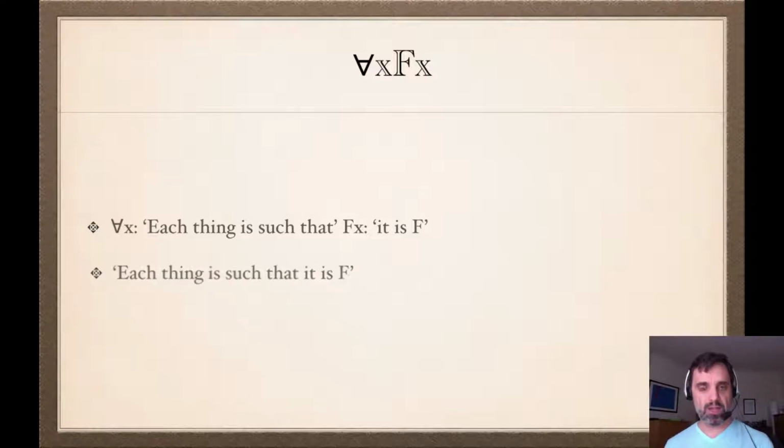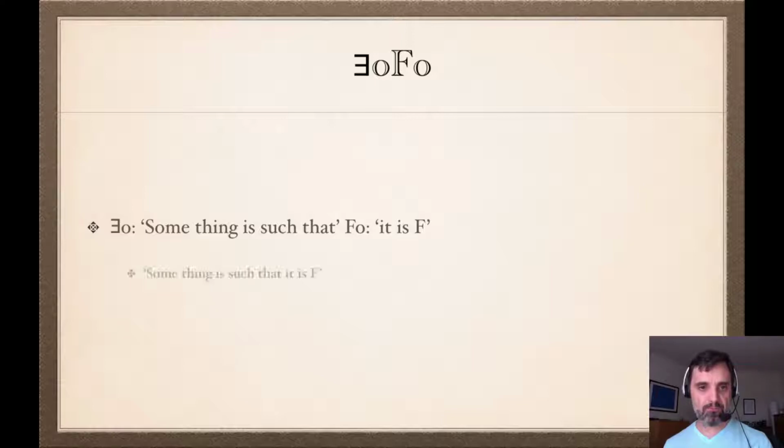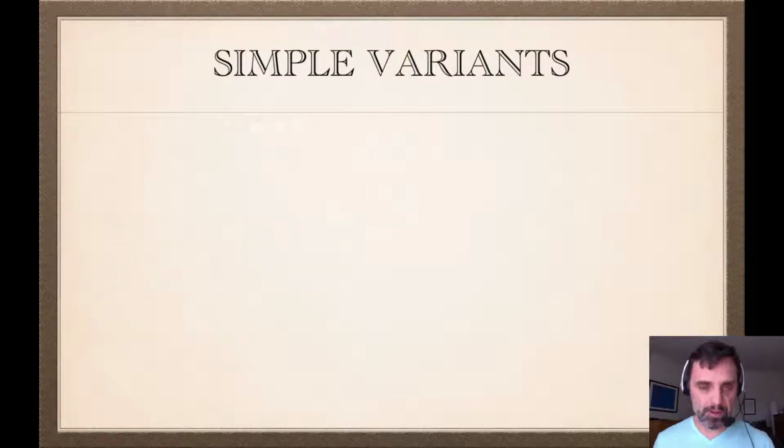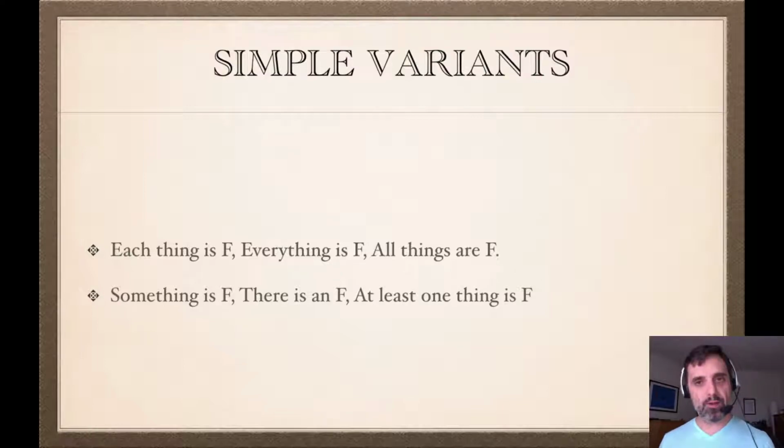So what we have is each thing is such that it is F, or more colloquially, everything or each thing is F. Some x, Fx: the existential quantifier gives us something is such that, the Fx gives us it is F. So we have something is such that it is F, or more colloquially, something is F. There are simple variants of these two, so we can say all things are F, each thing is F, everything is F, and those are all for all x, Fx. Something is F, there is an F, at least one thing is F: some x, Fx.